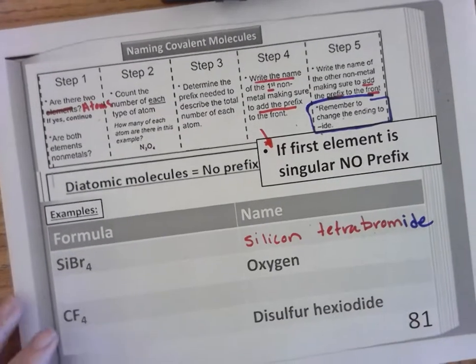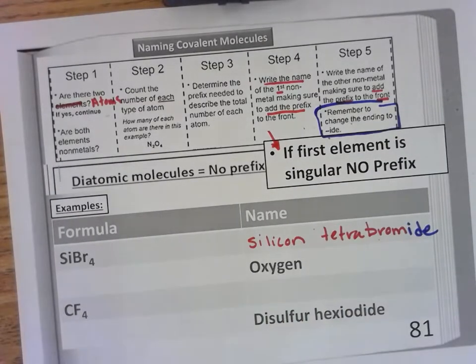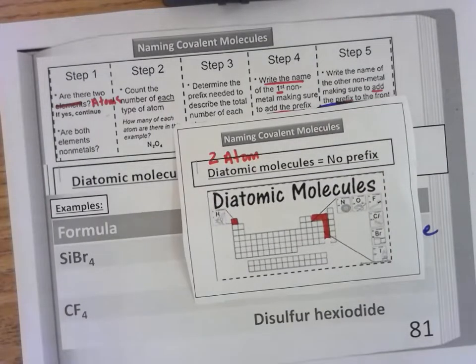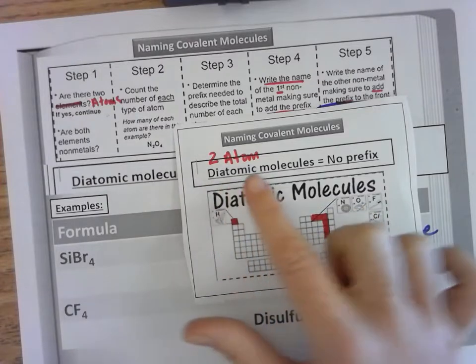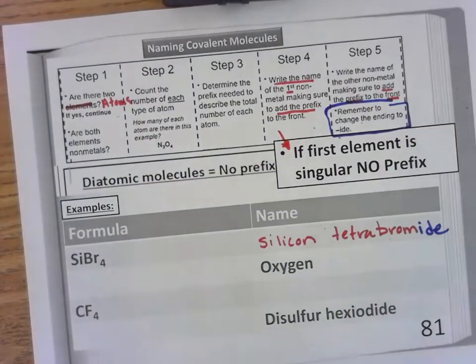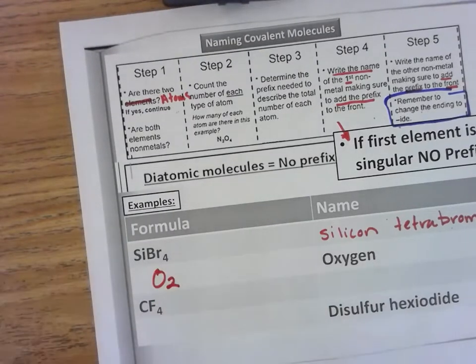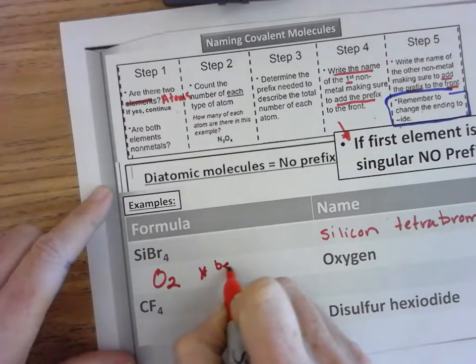Moving on to oxygen, the name oxygen looks kind of weird because there's only one word. Like, would it even be covalent? But if we take a look here on our diatomic list, oxygen is part of it. So it means it's a 2-atom molecule. And the formula is going to be O2 because it's diatomic.